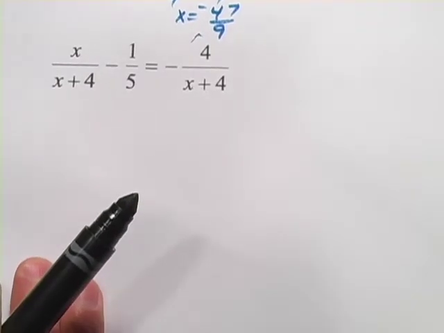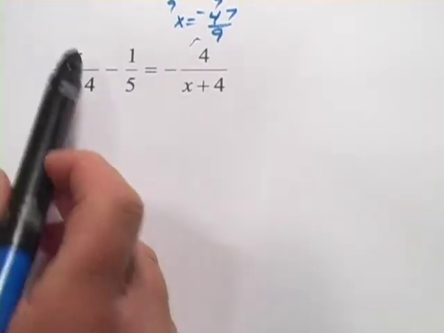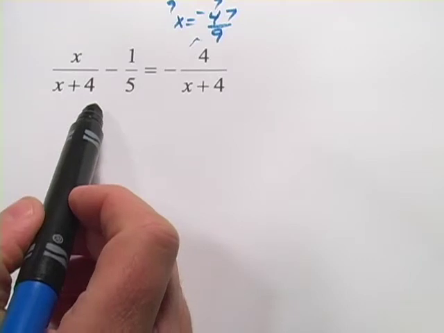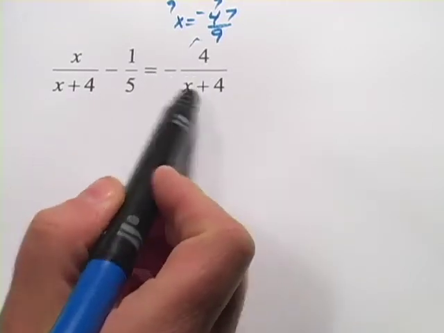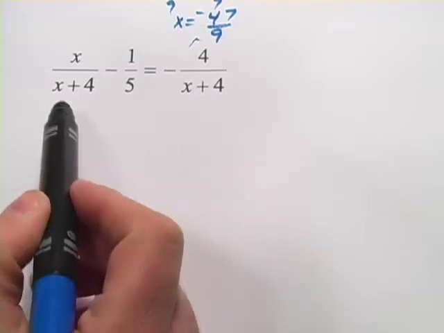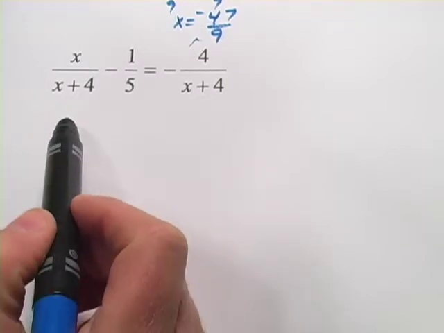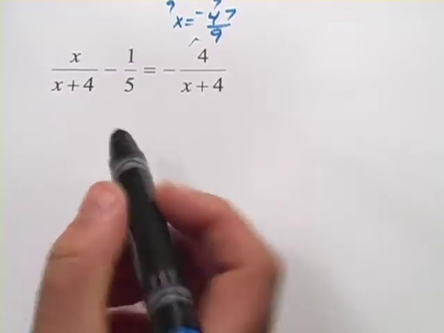This one's a little bit different. Now I've got x over x plus 4 minus 1/5 equals negative 4 over x plus 4. And these two denominators here stand out to me because they're the same, so I can easily add them. So I think that's probably what I would do.